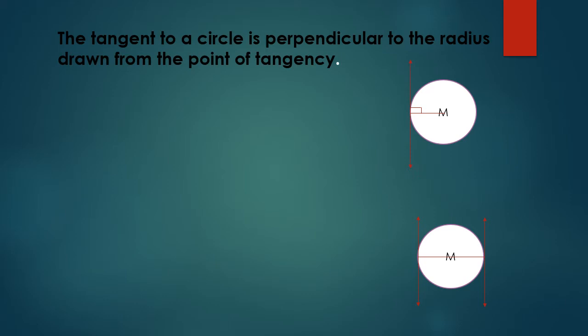The tangent to the circle is perpendicular to the radius drawn from the point of tangency. Number 2, the 2 tangents drawn from the endpoints of a diameter are parallel.